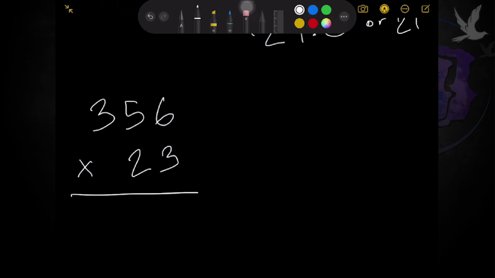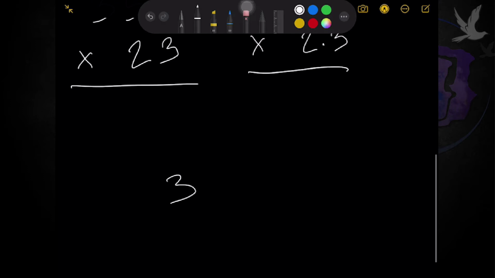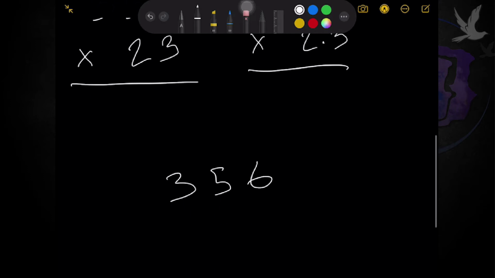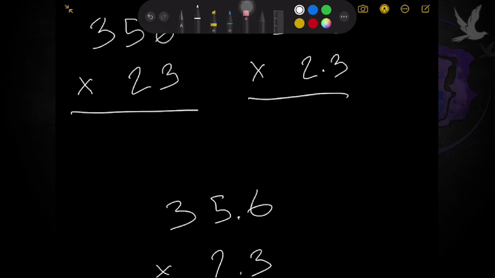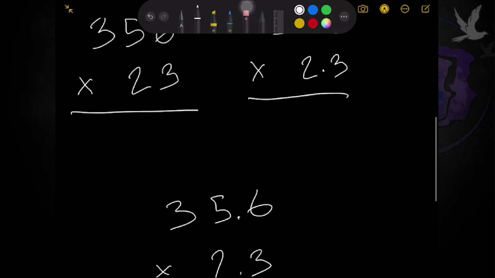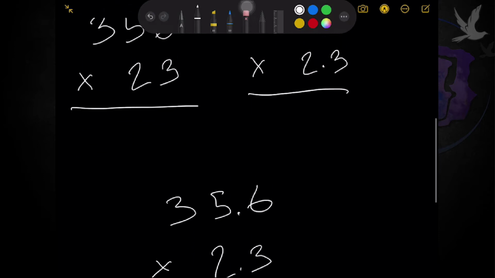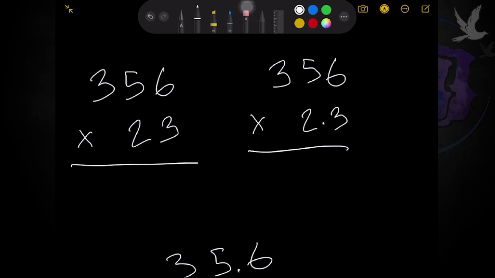So, for example, we have 356 times, let's say, 2.3. Meron din tayong, using the same numbers, 3, 5, 6, or we can put a decimal here instead, times 2.3. Okay, i-compare lang natin yung answers natin. Let's try to compare our answers. Okay, same lang yan, 35623, 35623, 35623. It's just that we now have different place value. I mean, decimals.